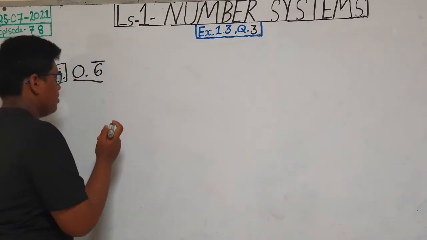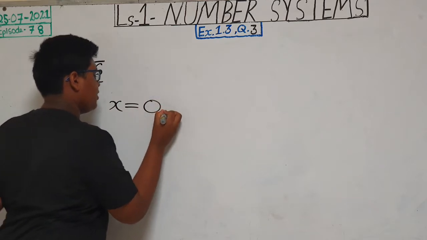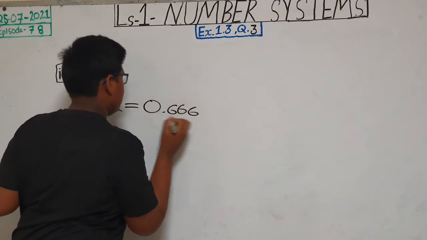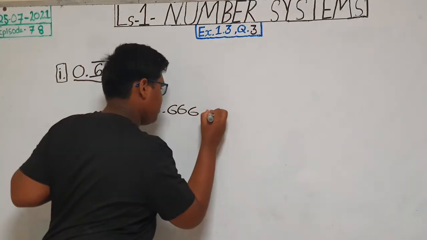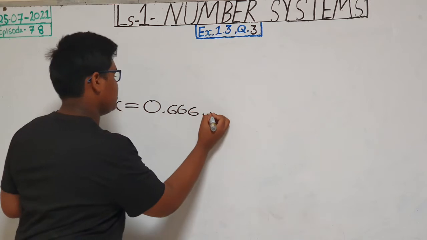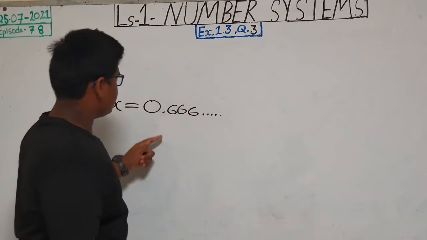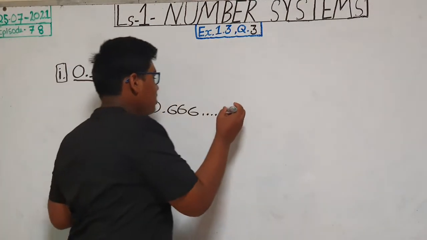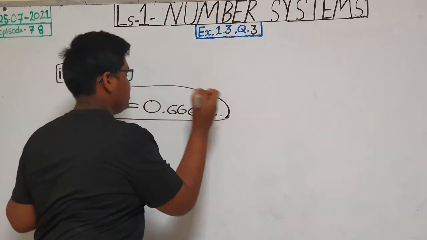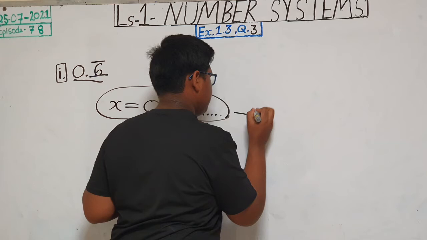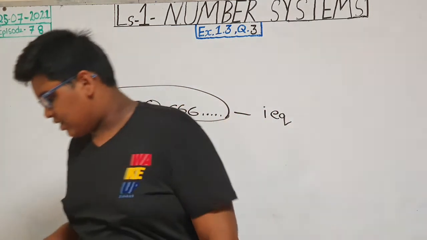For example, let's take x equals 0.666. Now here we have a bar. The bar means the number continues, so we will put some dots to represent that. So x equals 0.6 bar. This will be our first equation.